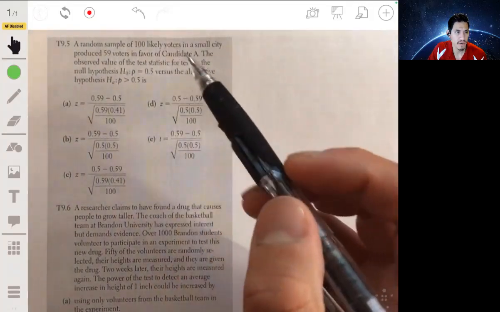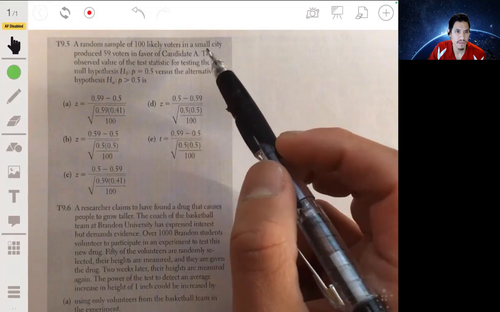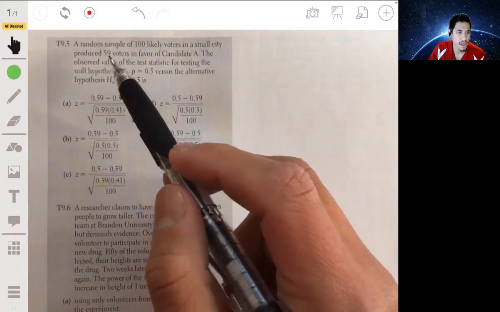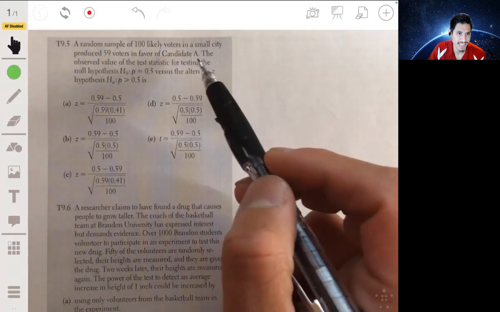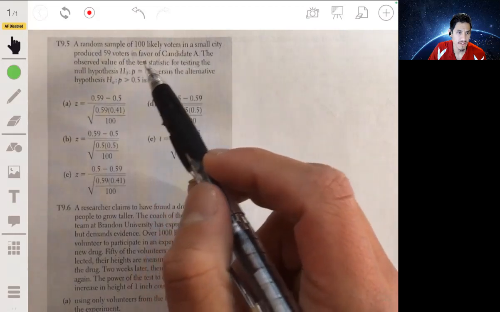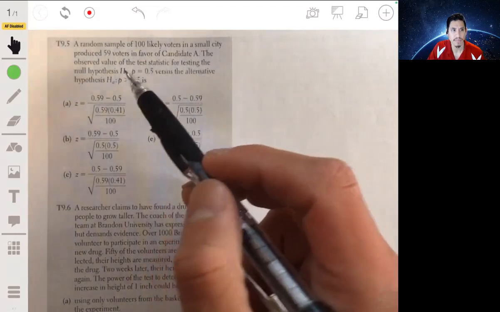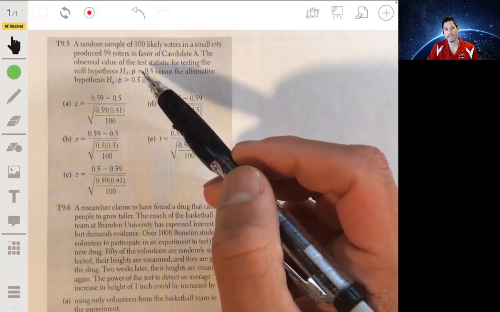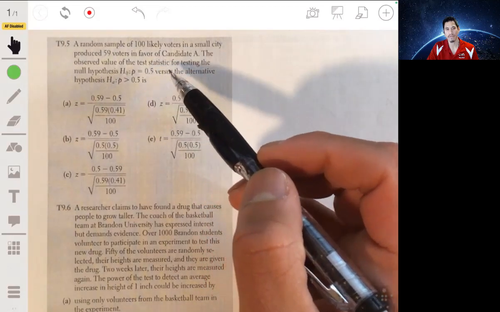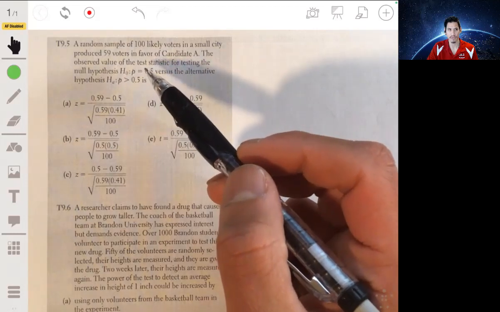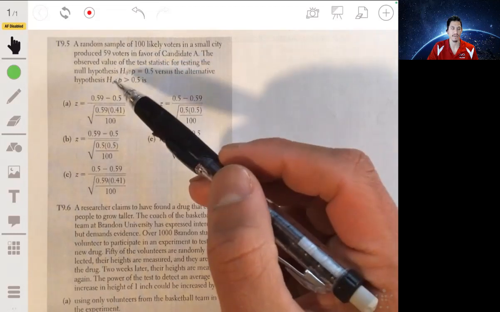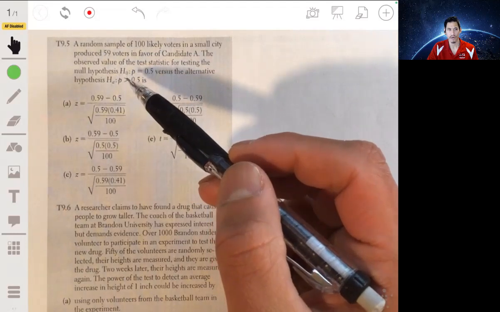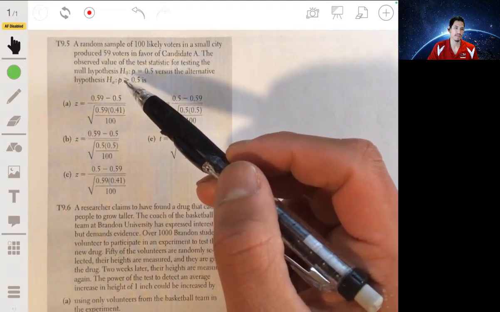All right, so problem 5. A random sample of 100 likely voters in a small city produced 59 voters in favor of candidate A. What is the observed value of the test statistic for testing the null hypothesis H0 that P equals 0.5, so the population proportion is 0.5, versus the alternative hypothesis where the population proportion is more than 0.5?